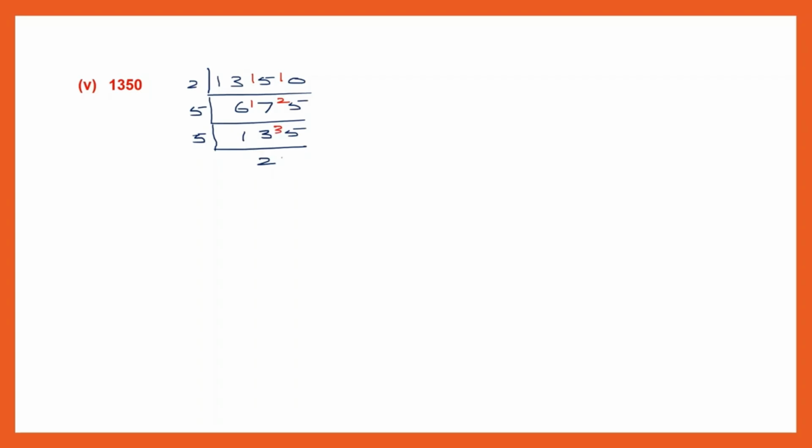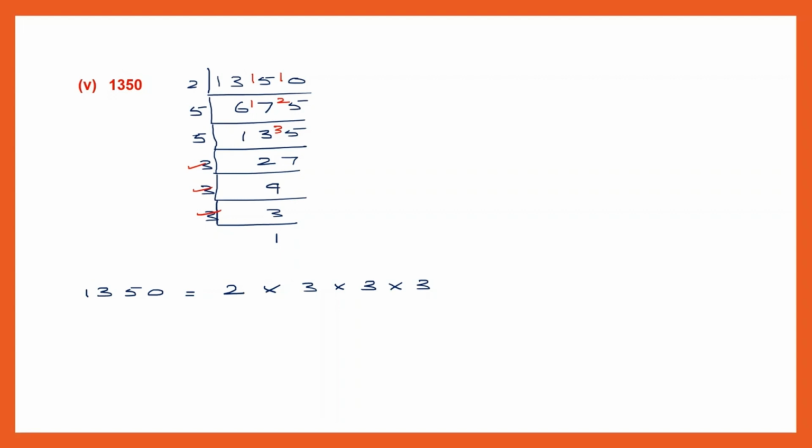5 sevens are 35. Now continue with 3 this time. 3 nines are 27. Again continue with 3. 3 threes are 9. Continue. 3 ones are 3. So now 1350 in prime factorization method. What do we get? We get 2. Now let's look at the threes. How many threes do we have? 1, 2, 3. So I'm putting in the order of the numbers. So first I put 2. Now I'm putting 3, 3 times: 1, 2 and 3.